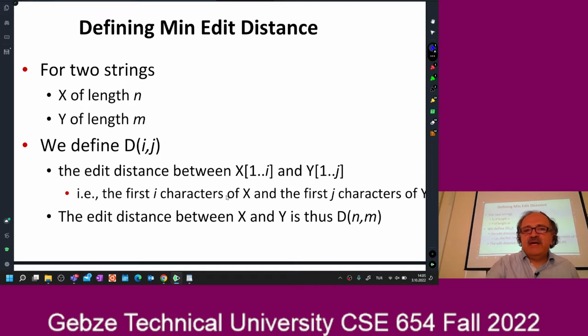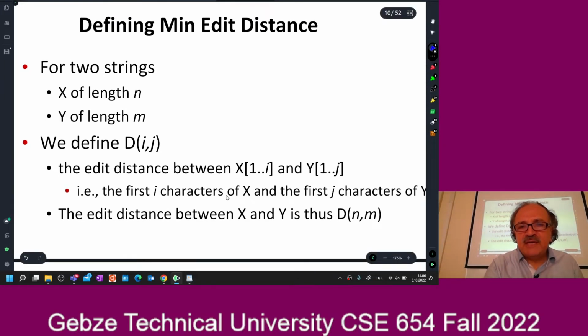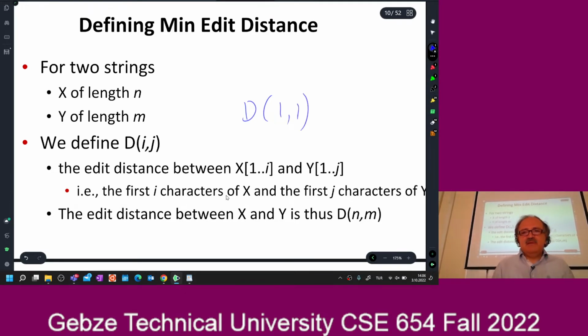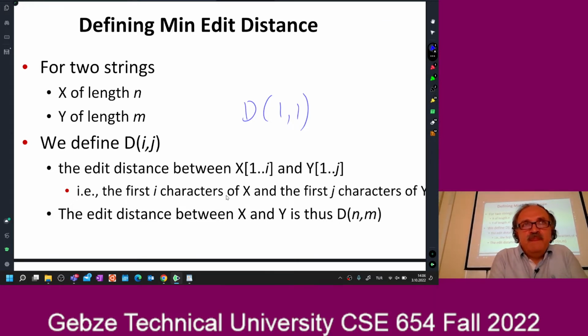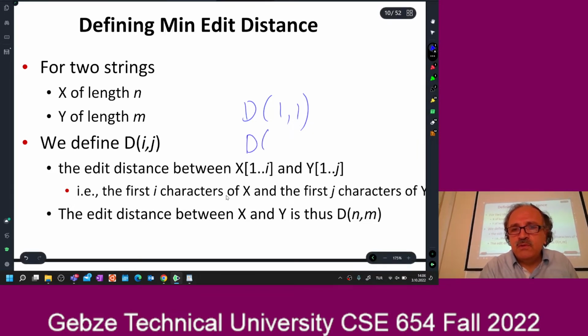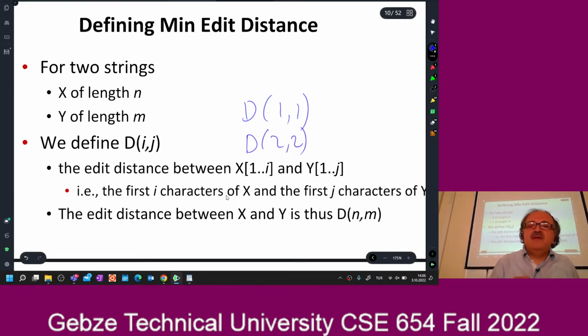If I'd like to find the distance between the first letters of these two strings, then you need to look at the element of this table, D11. D11 will give you the distance between the first elements of these two strings. And D22 will give you the distance between the first two elements of that string.